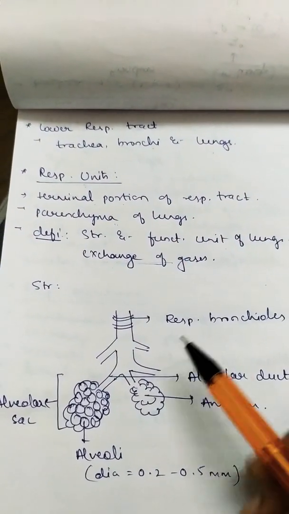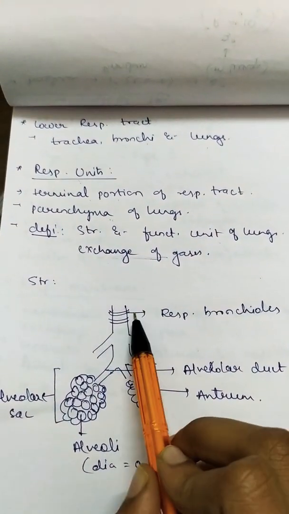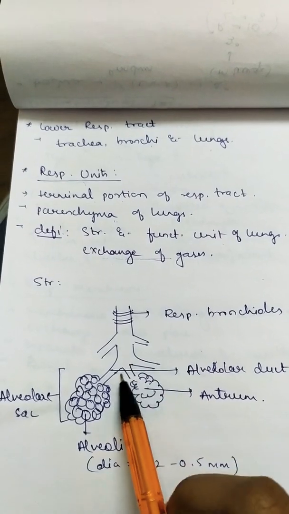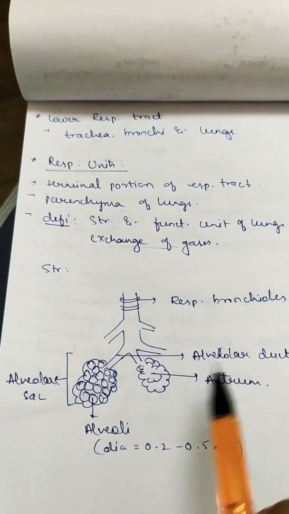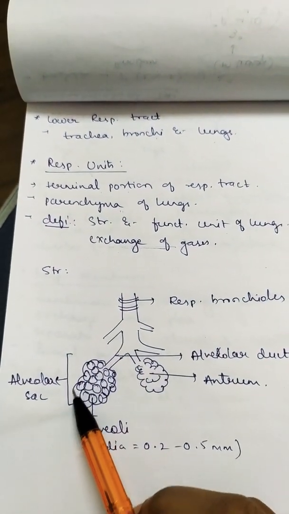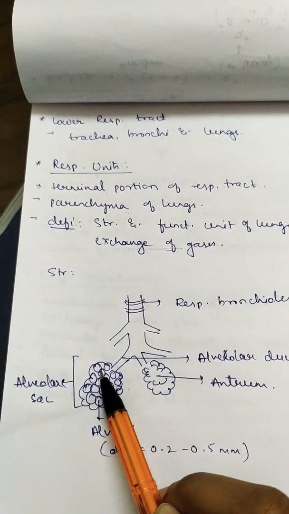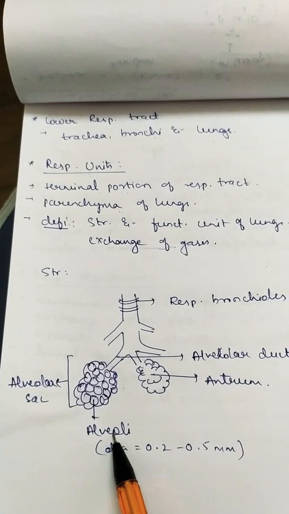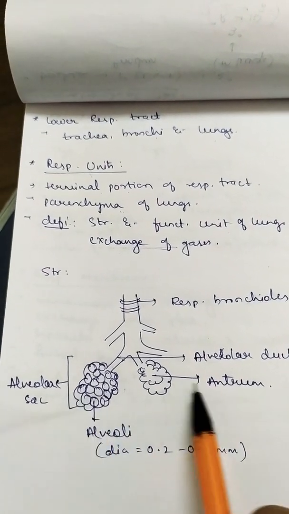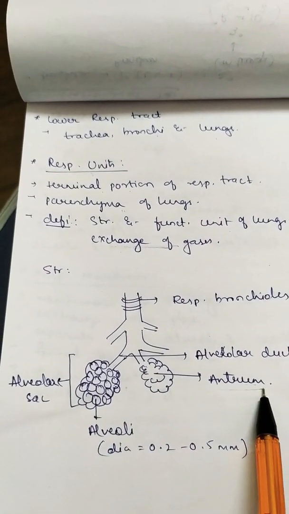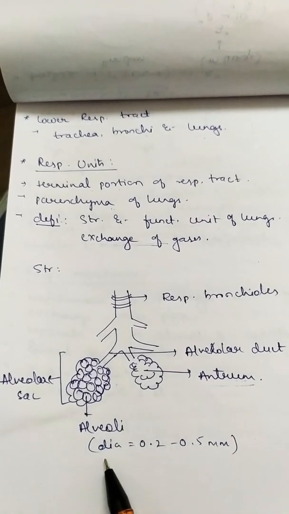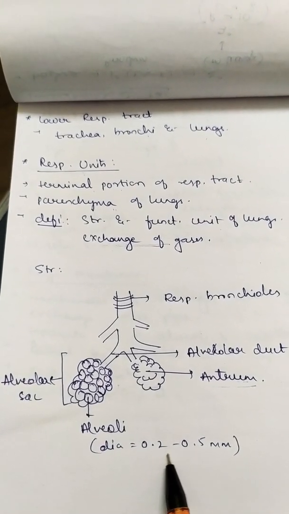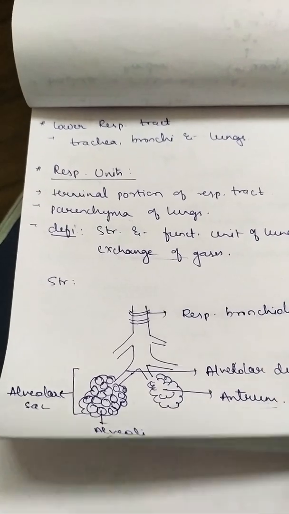The structure of the respiratory unit is that it has respiratory bronchioles, which divide into the alveolar duct. This alveolar duct opens into the alveolar sac. The alveolar sac has alveoli. The space inside the alveolar sac is called the antrum. Alveoli have a diameter of about 0.2 to 0.5 millimeters.